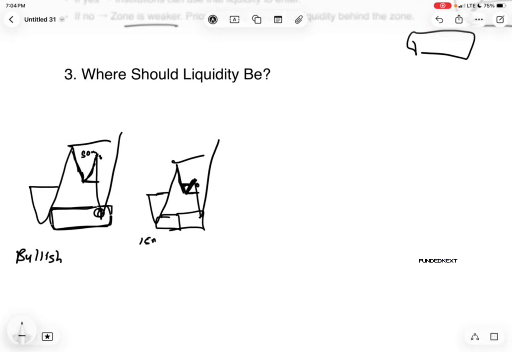Another valid way inducement can form is right before that break of structure, right before price broke above this high, price forms a fake low. All right, this also can serve as a valid level of inducement.